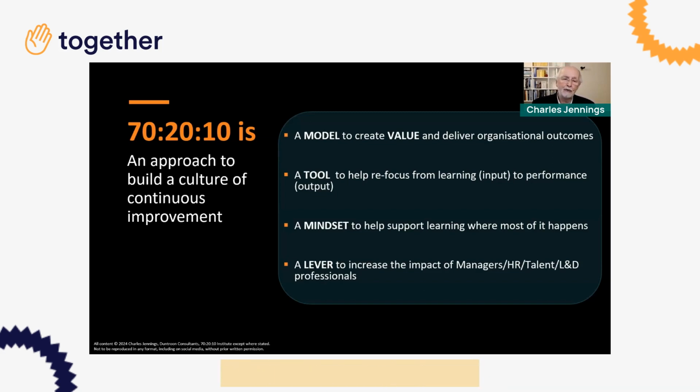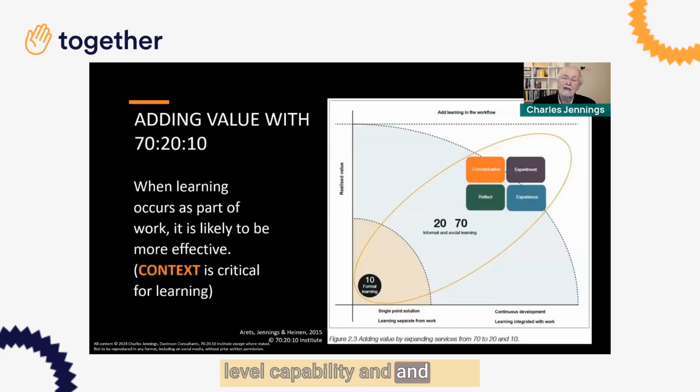And lastly, I see 70-20-10 as a lever to increase the impact of managers, of HR, of talent, and learning and development professionals, giving us a suite of approaches which can really help build high-level capability. I mentioned a book that Jos Harritz, Vivian Heinen and I published 9 years ago now. We use this little diagram, which takes from the early work from 1901, saying that when learning occurs as part of work, it's likely to be more effective because context is critical.